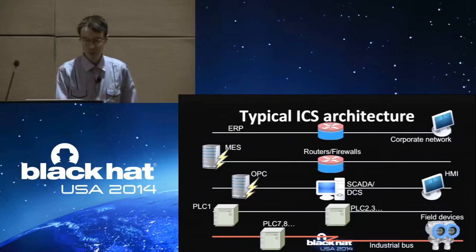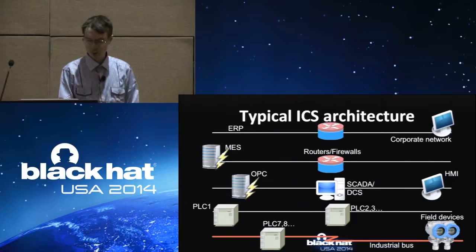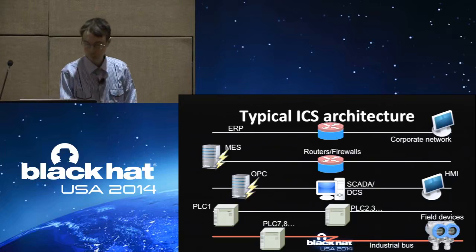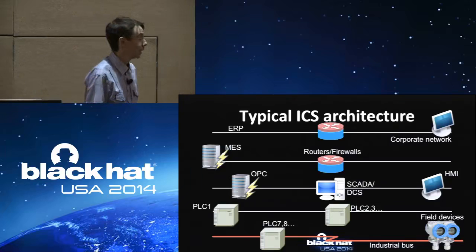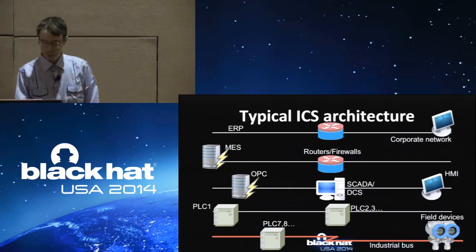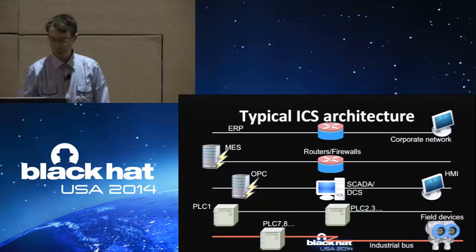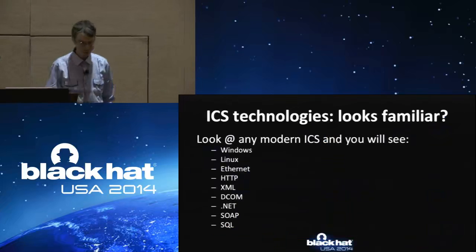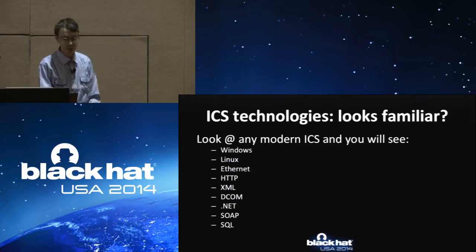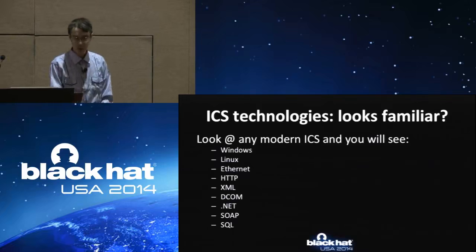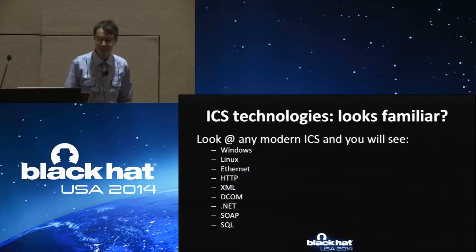The field devices do all the dirty work by interfacing with objects in the real physical world, for example, controlling a water pump or monitoring temperature in a reactor. And on the higher level of the infrastructure, you have manufacturing execution systems and ERP systems that connect our ICS infrastructure with business processes. But if you look inside this infrastructure, you'll find many familiar terms such as Windows operating systems, Linux operating systems, and such technologies as Ethernet, TCP/IP, HTTP, XML, DCOM, .NET, SOAP, SQL, maybe NoSQL, it's also possible, and others.